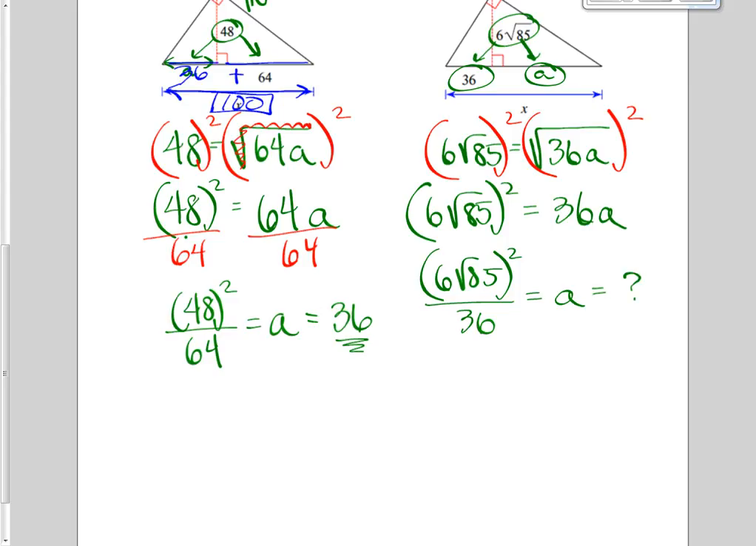I'm going to let you guys do this one on your own. You're going to get this answer. And then just know that your x is going to be 36 plus whatever you get for a. Right? So you'll have to add those together to get that final number. But I'll let you finish that one up.